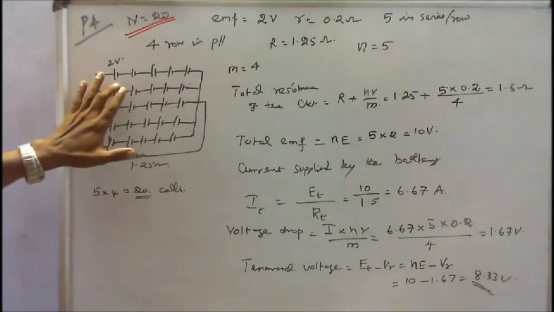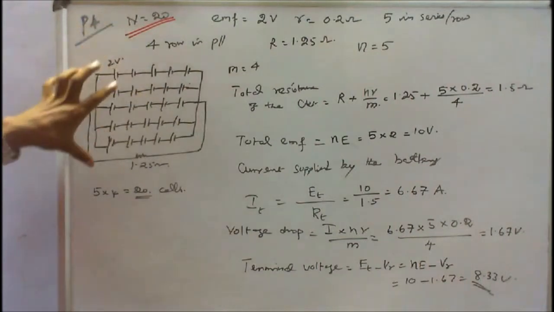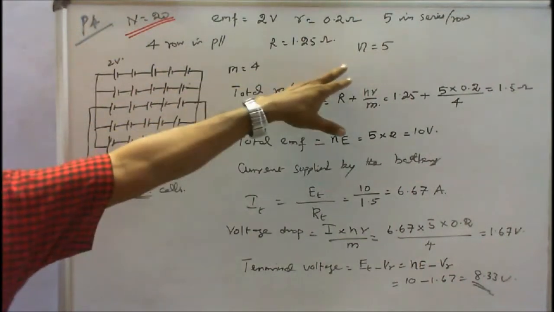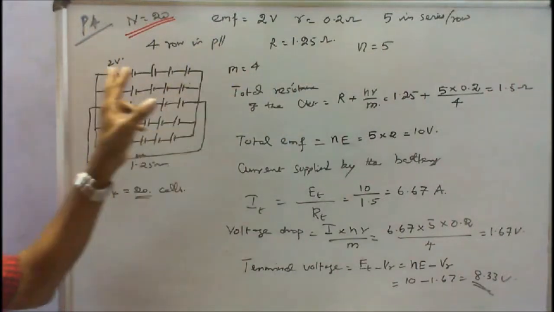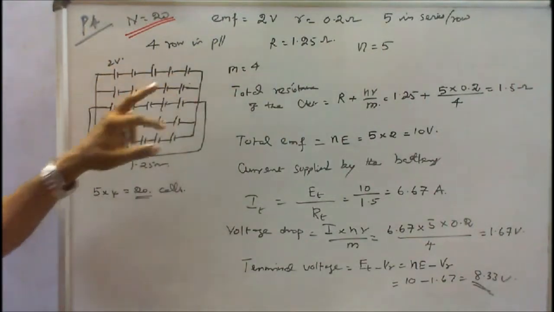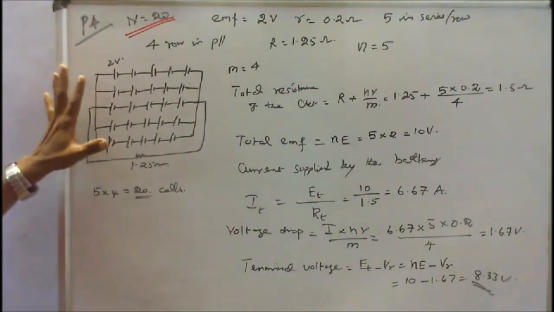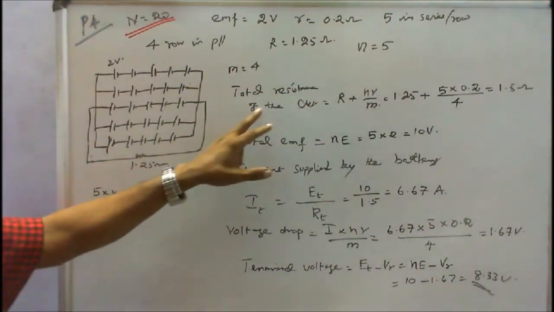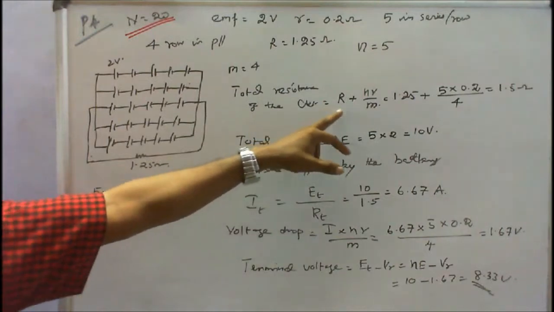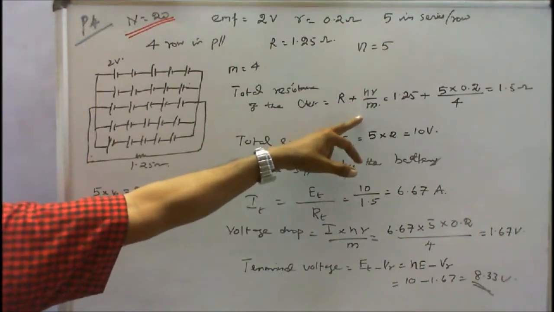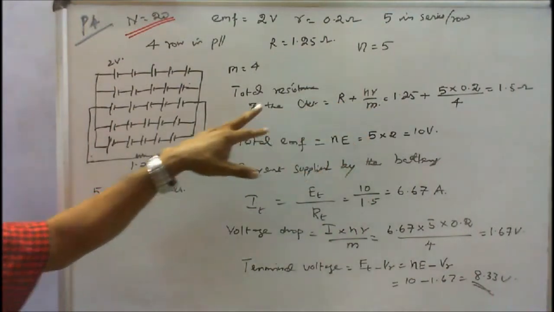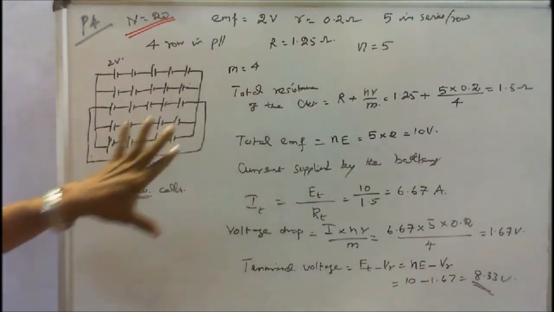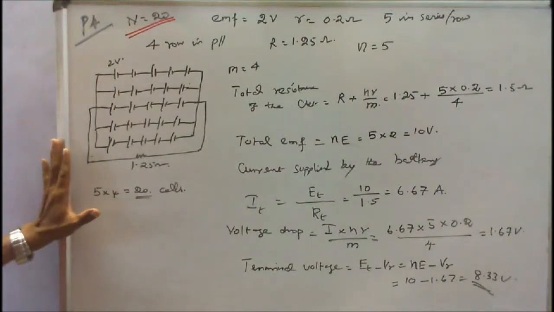Here capital N is equal to the total number of cells. Small n is equal to the number of cells per row. Here small n is equal to 5. There are 1, 2, 3, 4, 5, and 5 into 4 is equal to 20. Therefore n is equal to 5. Total resistance of the circuit is equal to capital R plus n into r divided by m, where m represents rows. Simply substitute in the formula, you will get 1.5 ohms. Total resistance in the circuit is 1.5 ohms.